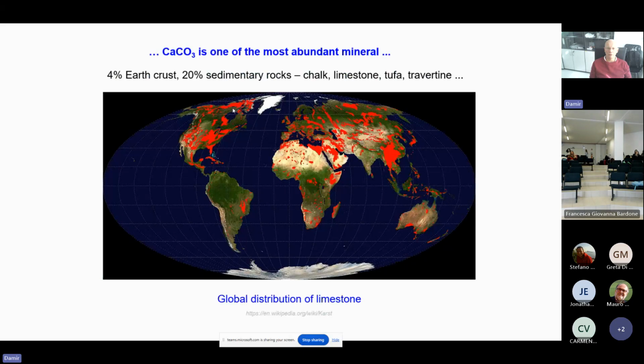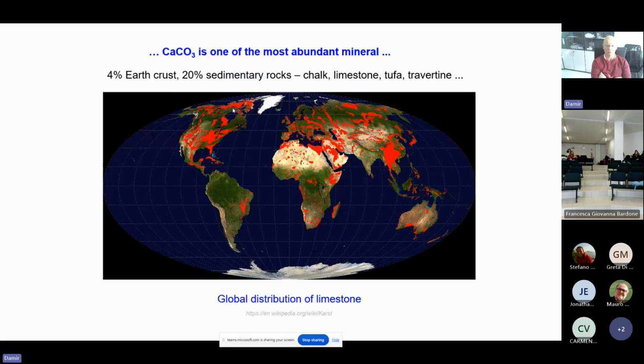I'm sure that most of you are aware that calcium carbonate is one of the most abundant minerals. Here on this map, you can see the global distribution of calcium carbonate. The fact is that 4% of Earth's crust is made of calcium carbonate, and 20% of all sedimentary rocks are in the form of chalk, limestone, tufa, travertine.